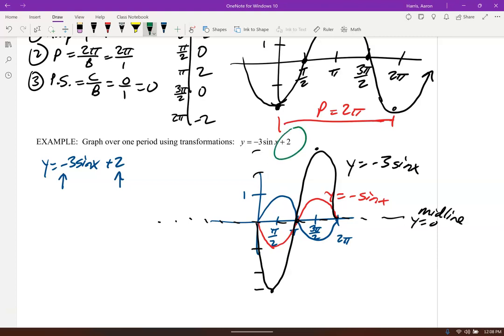But when I bump the whole thing up 2, vertical shift up 2, now my midline becomes y equals 2. So the whole thing's bumped up 2, all these points up 2, and so it goes down, way up, and then ends right there. That's what we're expecting when you graph this thing. That's how you graph it with transformations, right? And we're going to go ahead and plot a few points real quick on that, but you can get a feel for this one with transformations, of course.